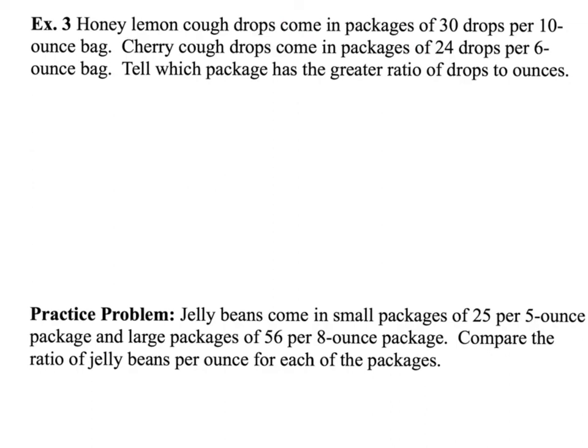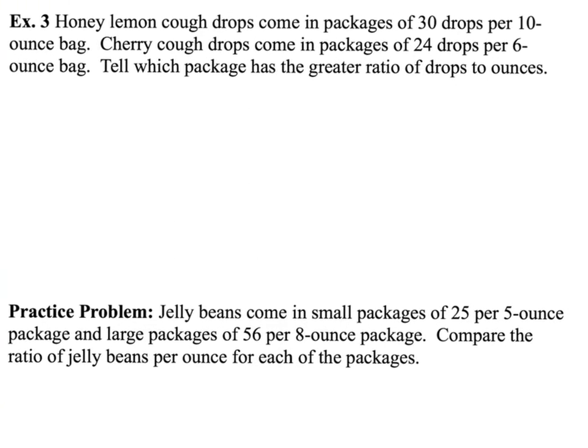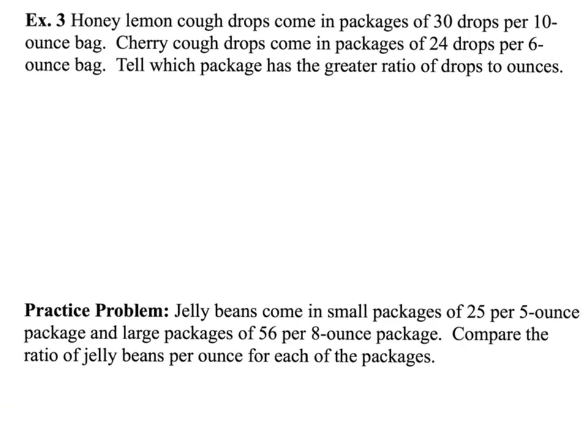Example 3 tells us that honey lemon cough drops come in packages of 30 drops per 10-ounce bag. Cherry cough drops come in packages of 24 drops per 6-ounce bag. We need to tell which package has the greater ratio of drops to ounces. So drops to ounces is the way that we're going to write our ratio. In order to compare, we need to first simplify both of those ratios.